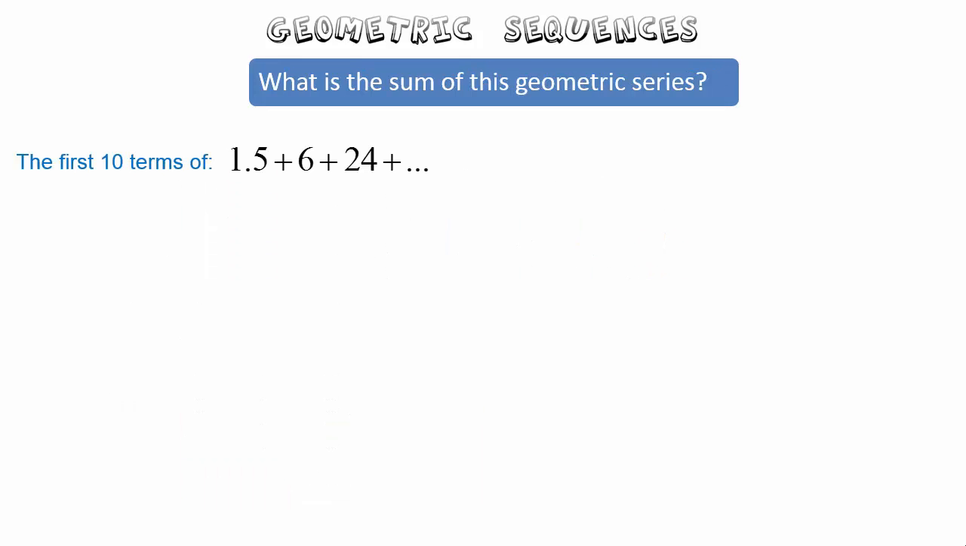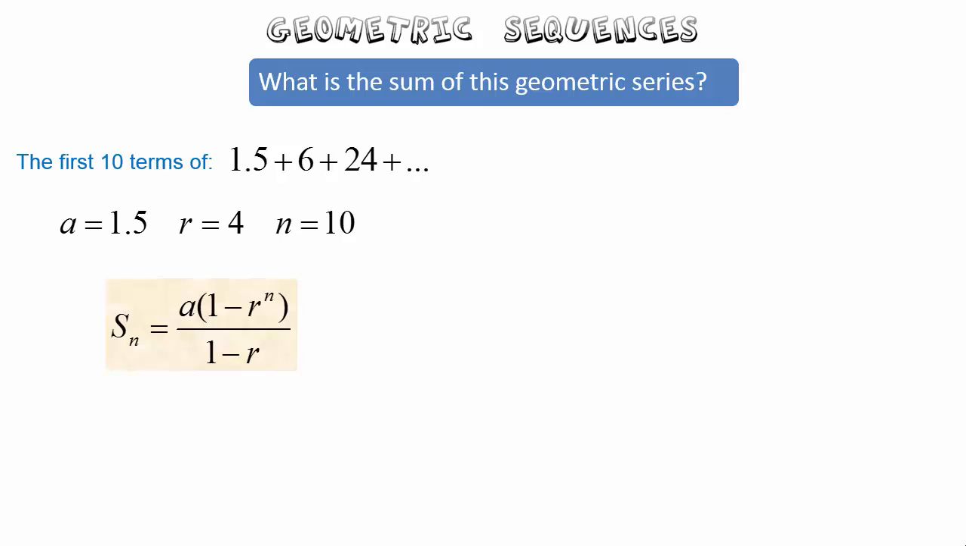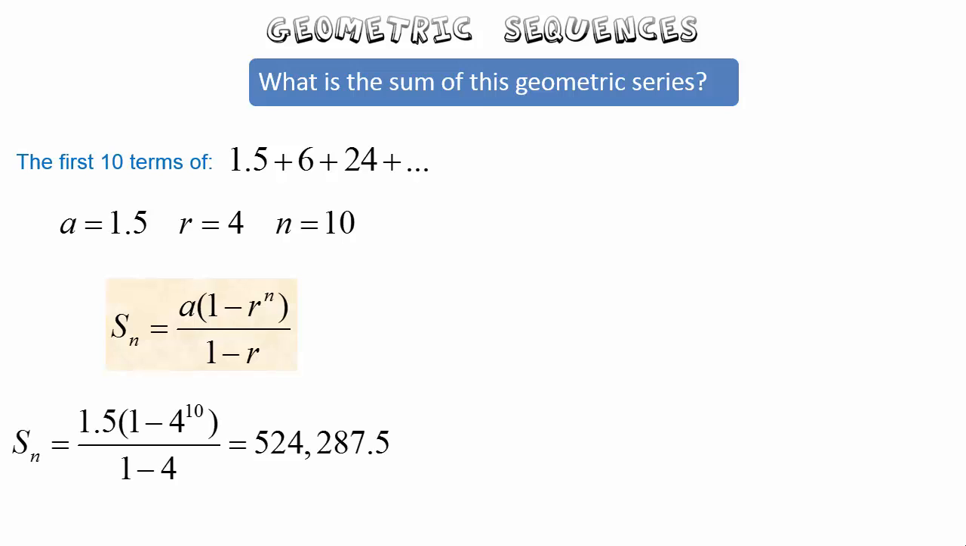Let's suppose we want to sum the first 10 terms of this geometric series. 1.5 plus 6 plus 24 and so on. The first term is 1.5, so a is 1.5. The common ratio is 4, and we can work that out by taking, let's say, 24 divided by 6. And n is 10 because we are summing 10 terms. There's the formula we're going to use, and we substitute the three values we have. And when we work it out, you can see that the sum will be quite a large number, 524,287.5.